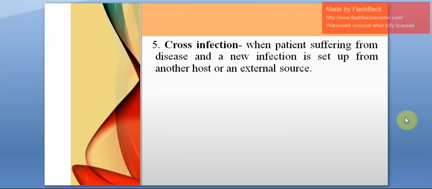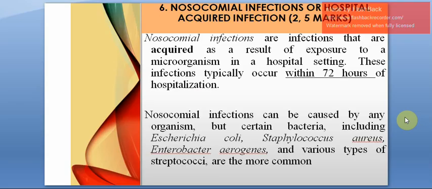Next one is cross infection. Cross infection means when a patient is suffering with a disease and a new infection is happening from any other external source, that is referred to as cross infection. For example, a patient is admitted in the hospital, maybe for some disease condition, and he develops certain other infection, that is referred to as cross infection.